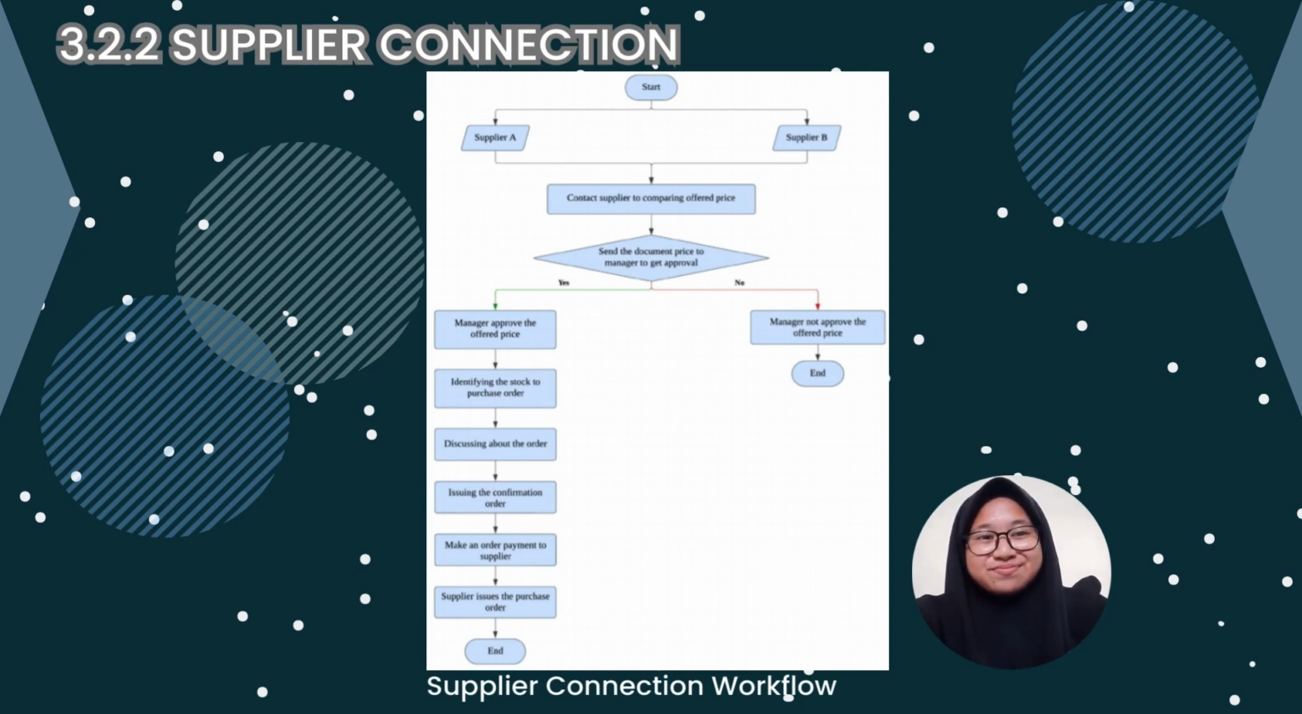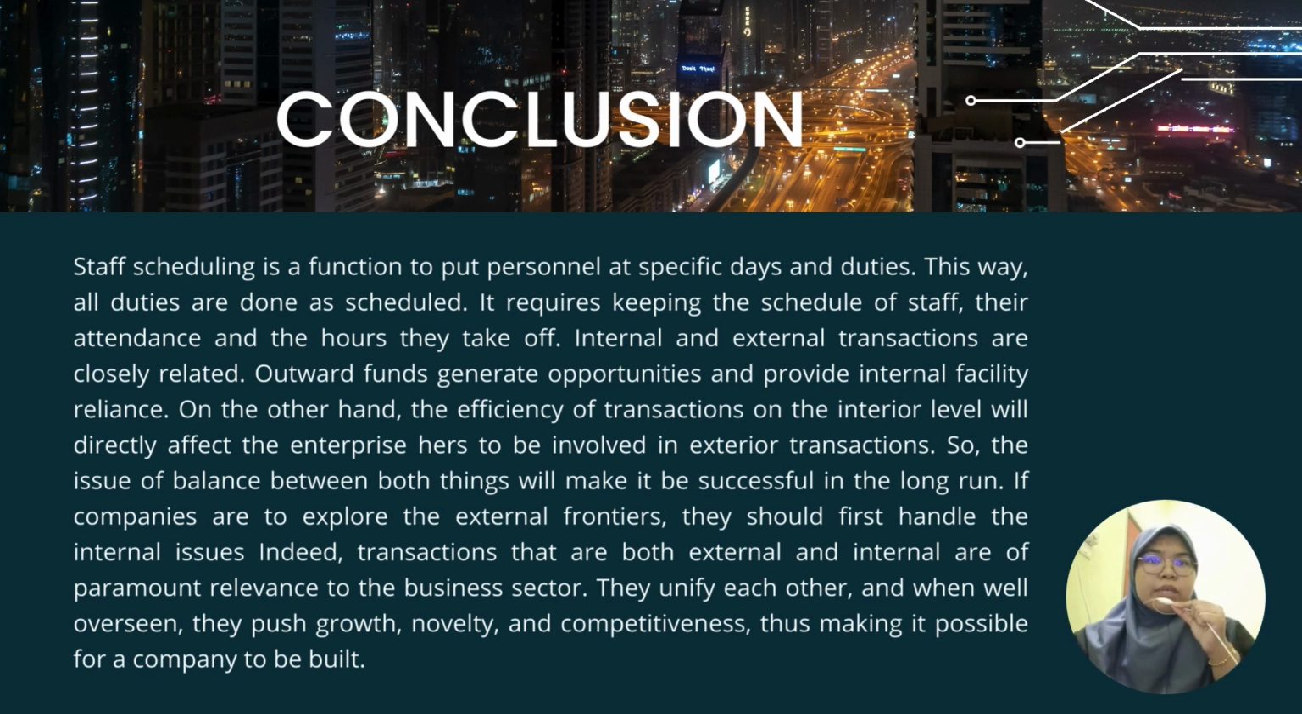Thank you. Conclusion: staff scheduling is a function to put personnel at specific dates and duties. This way, all duties are done as scheduled. It requires keeping the schedule of staff, their attendance, and the hours they take off.